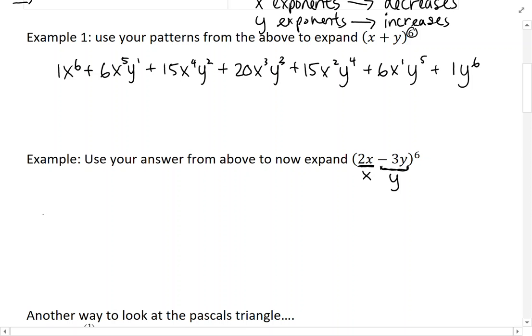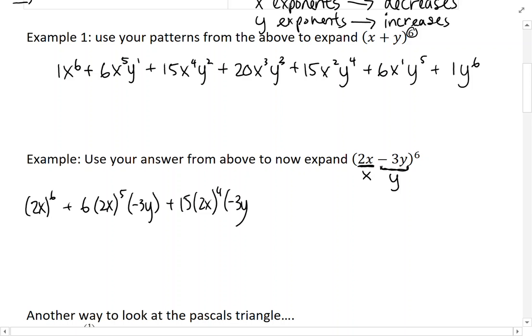So I basically have 2x to the 6. I'm actually going to give myself some room. So 2x to the 6 plus 6 times 2x to the 5, oops, not y, it's negative 3y, plus 15 times 2x to the 4, oops, negative 3y squared, plus 20.